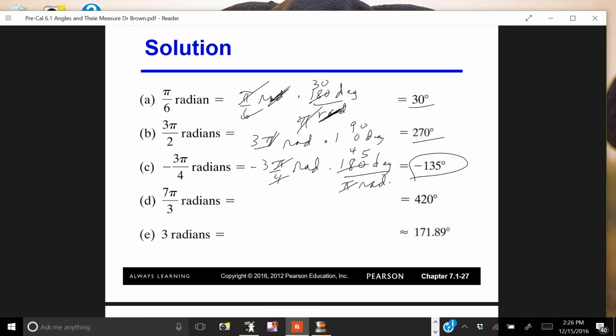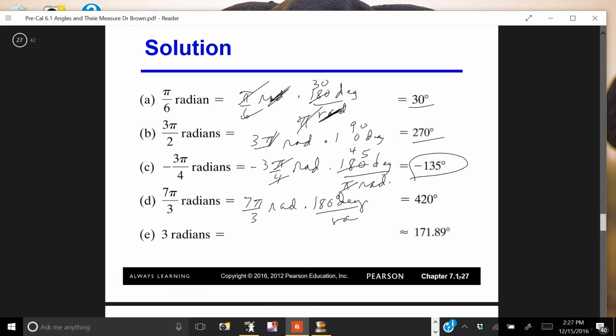7 pi over 3 radians is 7 pi over 3 radians times 180 degrees per pi radians. Radians cancel, pi's cancel. 3 goes into 180 60 times. So we get 420 degrees for 7 pi over 3 radians.